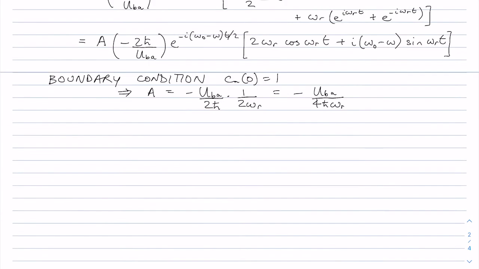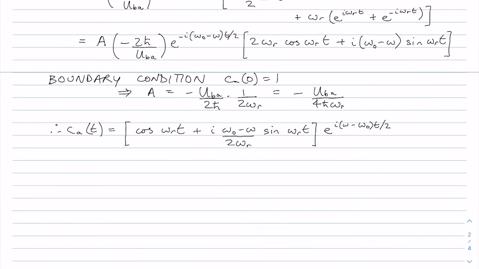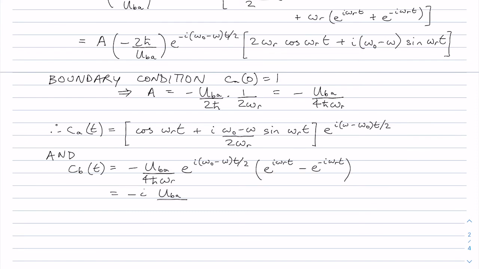Cool. And that is my expression for CA as a function of time. And that one looks pretty complicated, but it's not so bad. And especially because CB of t now looks pretty easy. CB of t becomes, which has a particularly simple form.